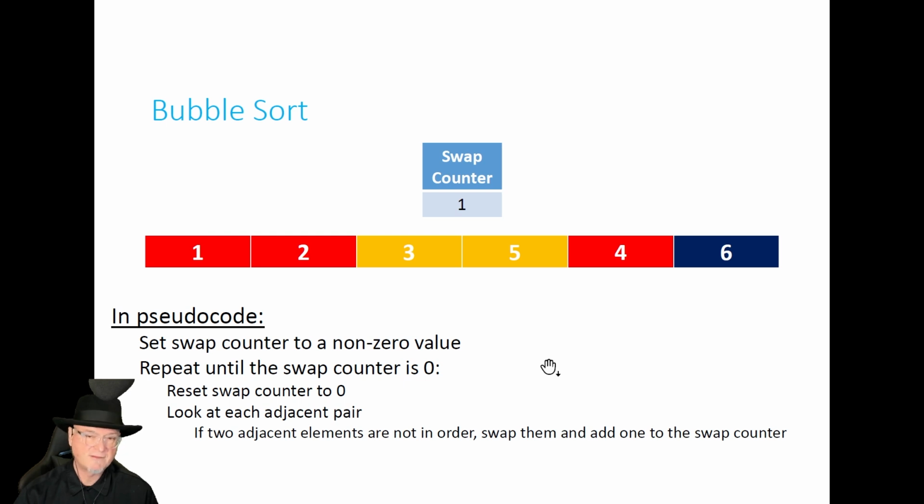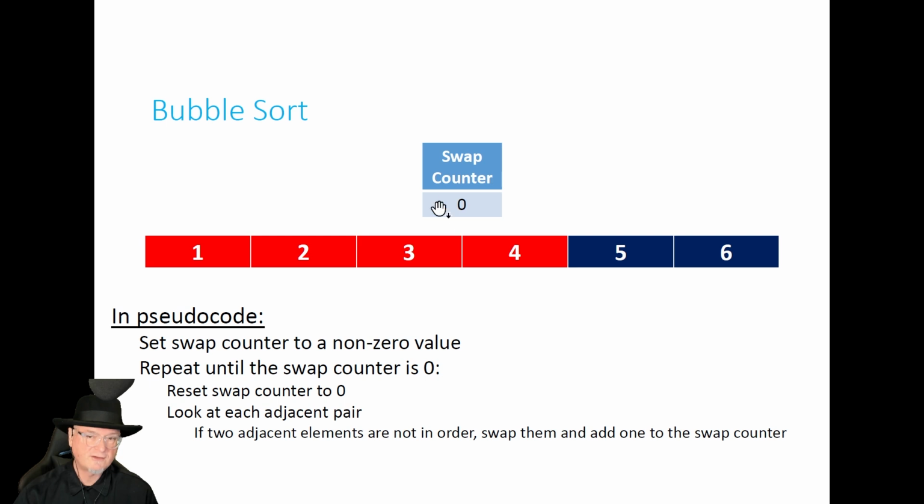We're just going to slide our frame without incrementing the swap counter. 3 and 5, they're in order. We slide our frame without the swap counter. Now 5 and 4, we have to swap them, and we're going to increment the swap counter to 2. 5 and 6, they're in order. All right, so we finished the second pass. This time it only took 2 swaps.